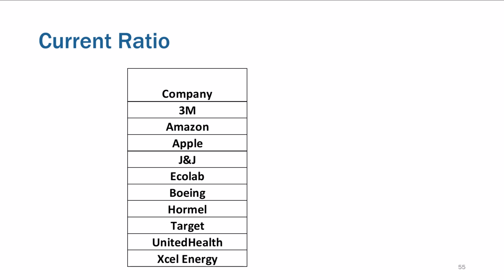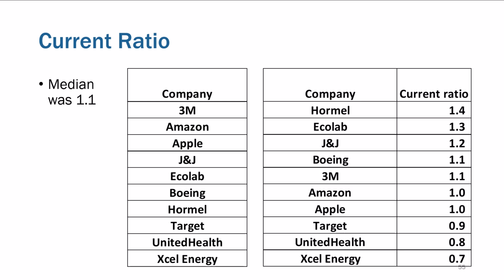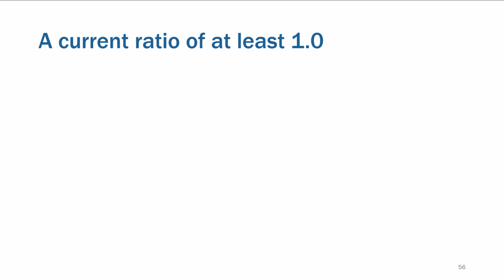So we can look at our 10 sample companies here. Which of these are going to have higher versus lower current ratios? And I'm not going to spend a lot of time on this one. The median is very close to 1.0. It's actually 1.1 current assets to 1 liability. So it's 1.1. And here's the companies. As you can see, they're all in the ballpark of that average of 1.1. Hormel a little bit higher, and Xcel Energy and United Health Group a little bit lower, but no huge outliers.